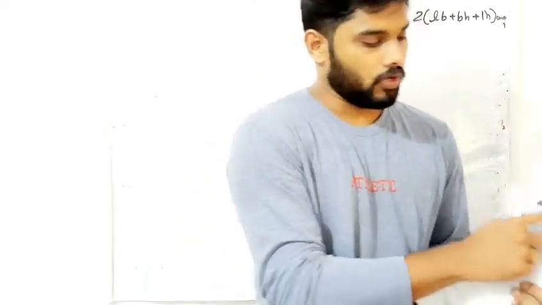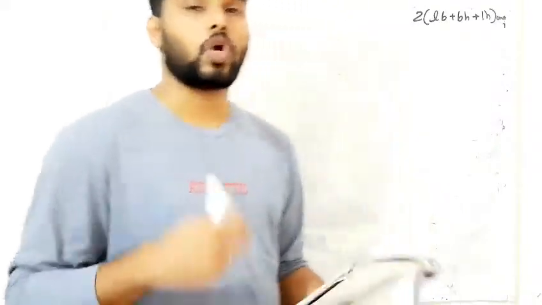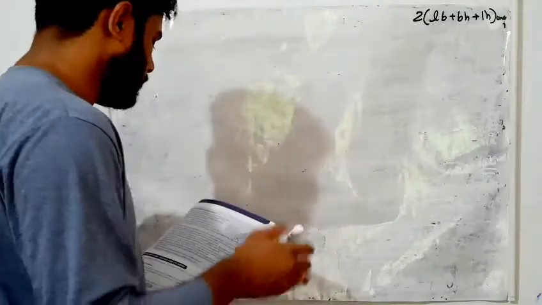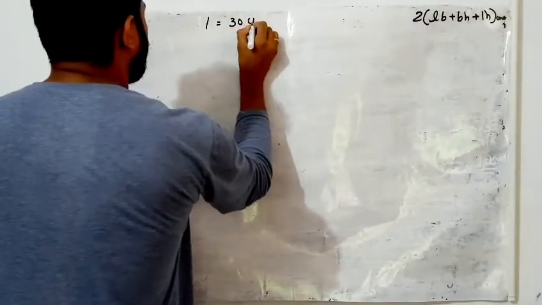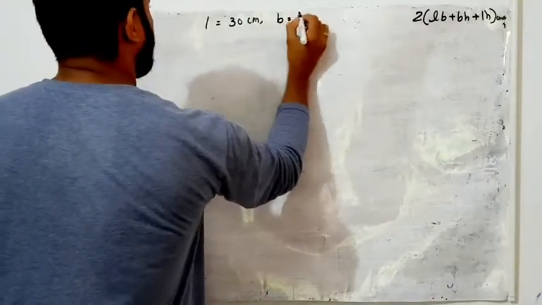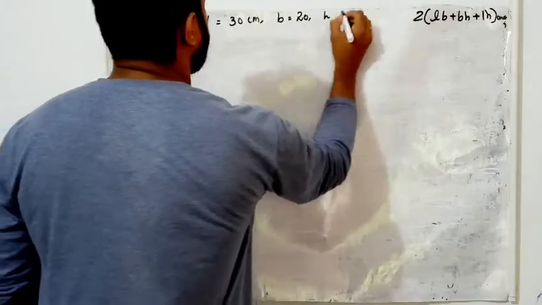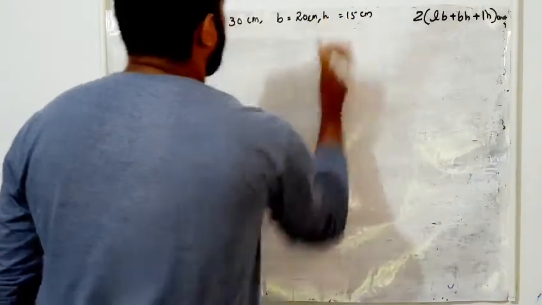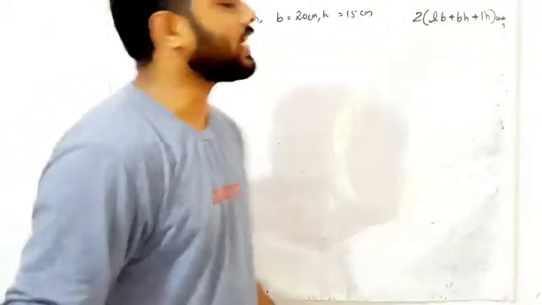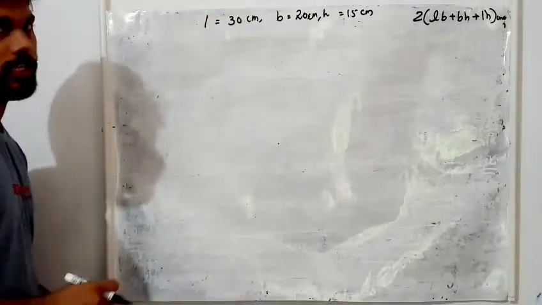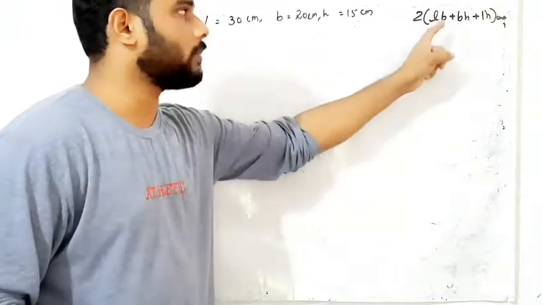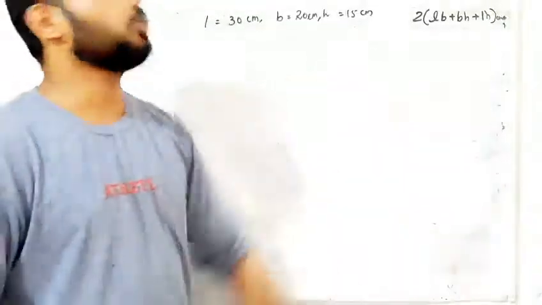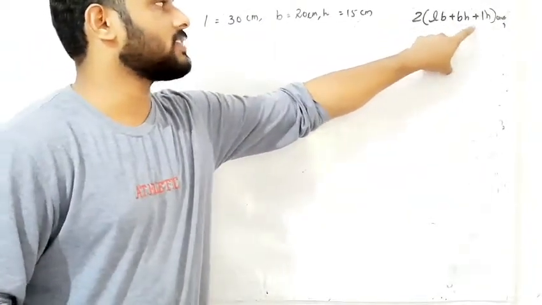It looks like a cuboid. We have to find out the total surface area, and it's fully closed, so it looks like a cuboid. Three measurements are given here: length 30 cm, breadth 20 cm, and height 15 cm. We already know the total surface area of a cuboid, and we can use this equation: 2 into length into breadth plus breadth into height plus length into height.